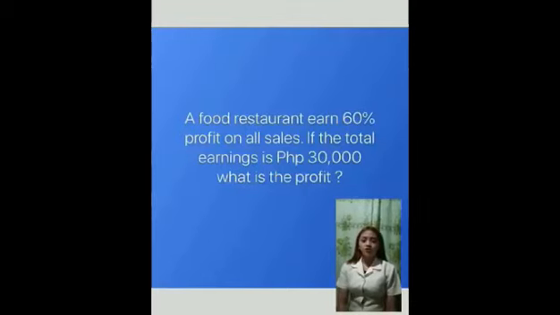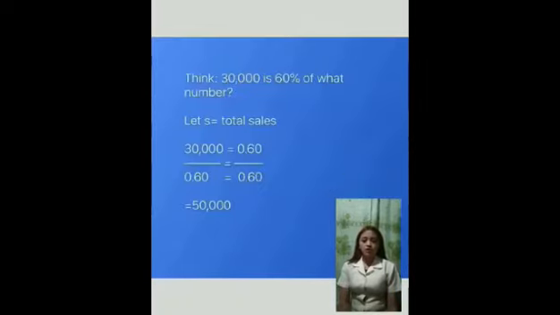The last topic is profit. Here is an example of profit. A food restaurant earns 60% profit on all sales. If the total earning is 30,000 pesos, what is the profit? 30,000 is 60% of what number? Let's find the total sales. 30,000 divided by 0.60 equals 50,000.